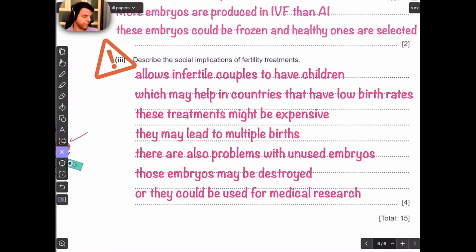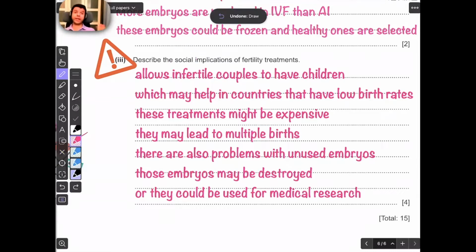Fatima? Can I say that there are ethical issues against selecting embryos of specific gender? Yeah, you can say this as well. I was trying to focus more on social because that would be the main thing. But again, ethical issues would also relate to the society.